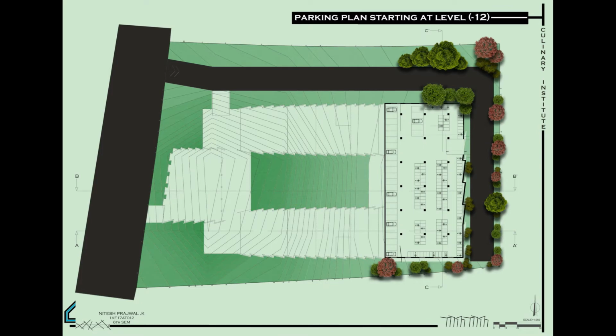Parking plan starting at -12. The main entrance to the site is on the west side. The parking is under the auditorium block. The capacity of parking is 220 two-wheelers and 40 four-wheelers.